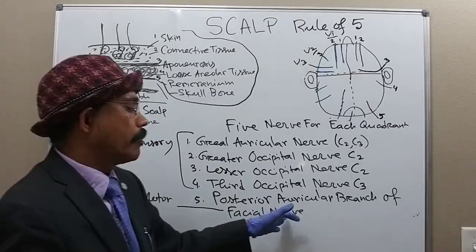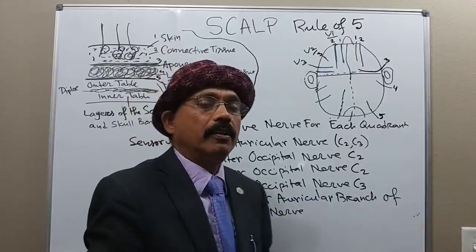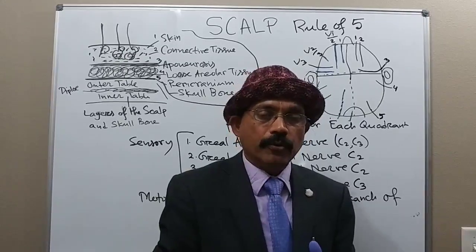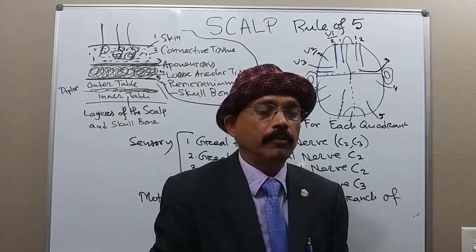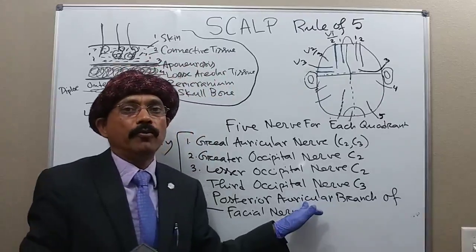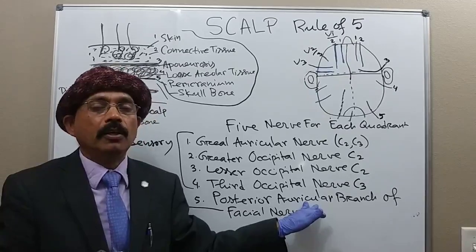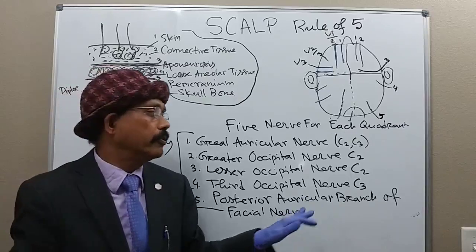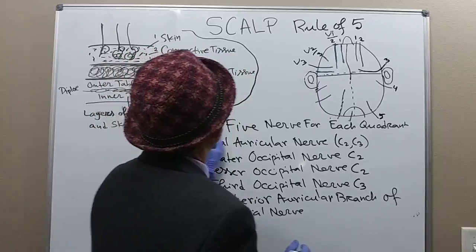If it is motor, then what muscle is innervated by this branch of facial nerve? It innervates the occipital head of the occipitofrontalis as well as the auricularis posterior and auricularis superior muscle. Okay, so this innervates the occipital head of the occipitofrontalis muscle, and auricularis superior and auricularis posterior muscle. So we got the nerve supply. Now we'll go to the lymphatic drainage.